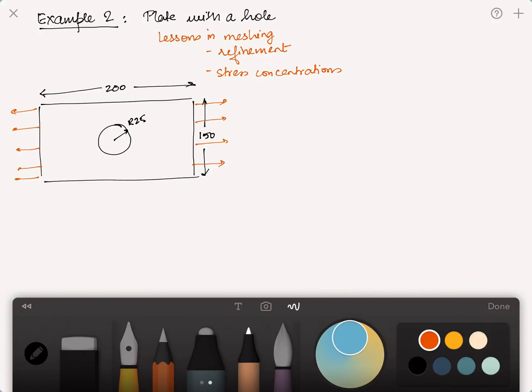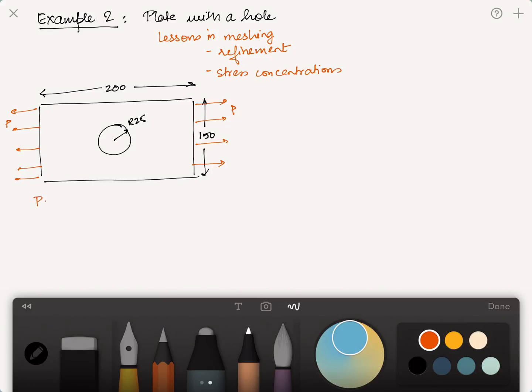As a second example, to learn more lessons in meshing in terms of refinement and stress concentrations, I'd like you to work out a problem of the plate with a hole. A certain plate with dimensions 200 by 150 and a hole of radius 25 is given to you. There is a load P acting on the system, and you can take this load P as 1 kilonewton.